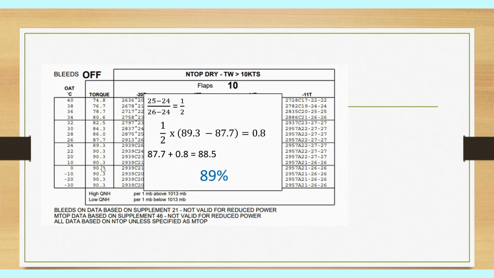Okay, so this 89%, I'd like you to note it down, is the torque that corresponds to our actual takeoff weight. The torque that corresponds to our actual takeoff weight. You'll see why we are using these terms in emphasis. Okay, good. So now we've worked out the torque of 89%. What's the next step?